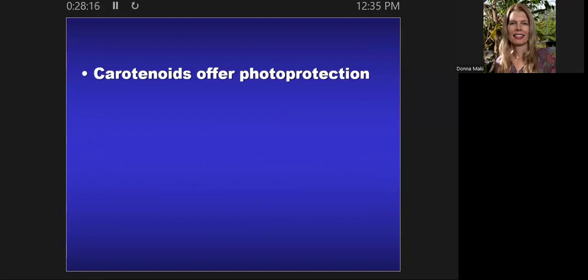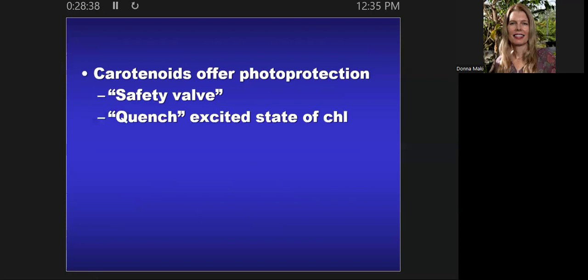One of them is those carotenoids. So as far as we know, every photosynthetic organism has carotenoids. And they think the reason for that is because they offer photoprotection. They help protect the plant from too much sunlight. And so they often refer to the carotenoids as safety valves for the plant. And they often use this term: it quenches the excited state of chlorophyll.